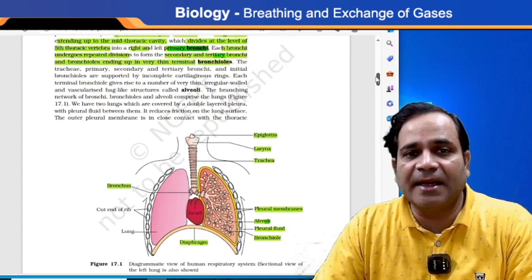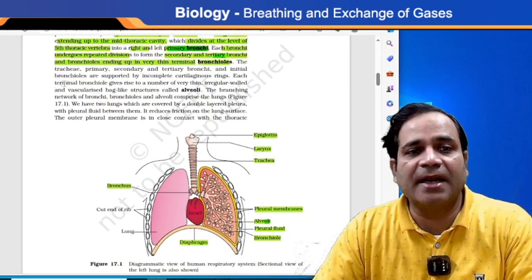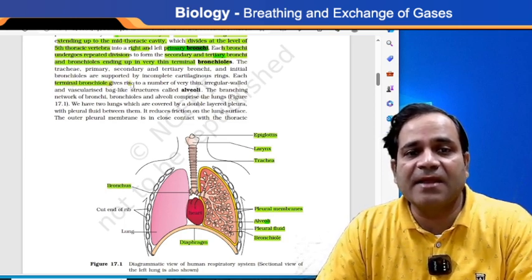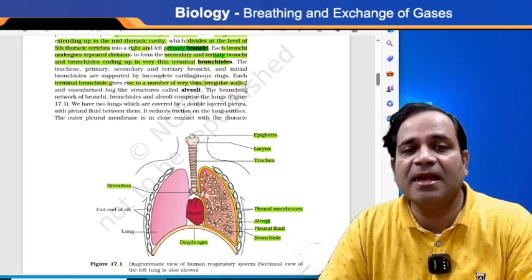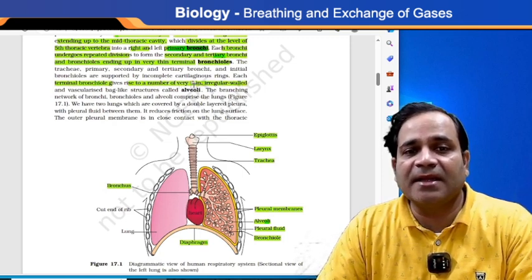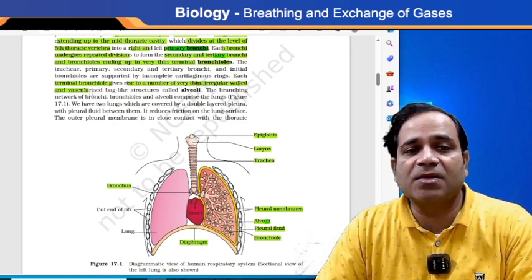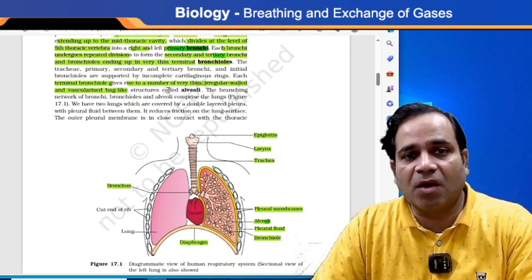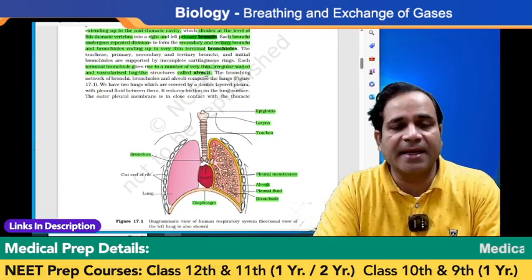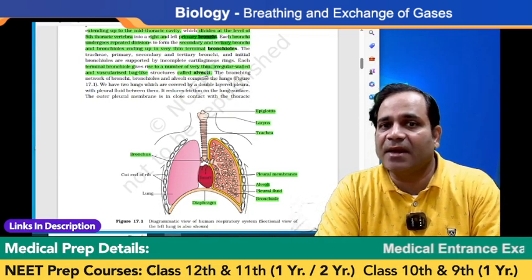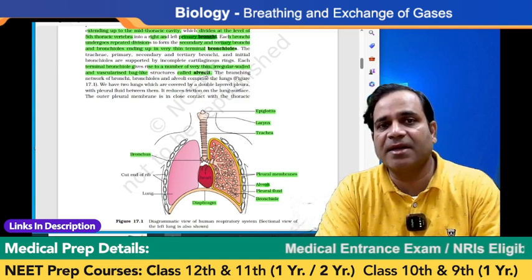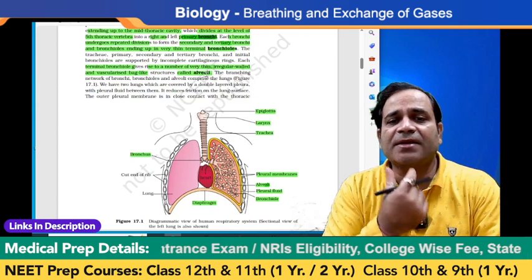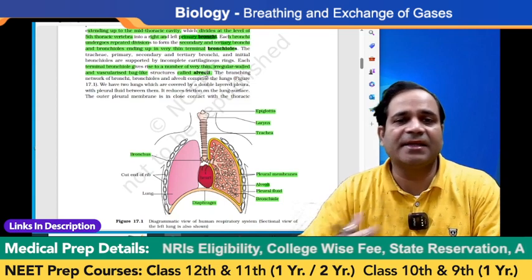Let's see here. The NCERT also tells us that the terminal bronchioles give rise to a number of very thin, irregular-walled, vascularized bag-like structures, and that very vascularized bag-like structure is called alveoli. Getting? It is just like a balloon, where all the air from the atmosphere goes within the body through the trachea, then the bronchi, and then the bronchioles.